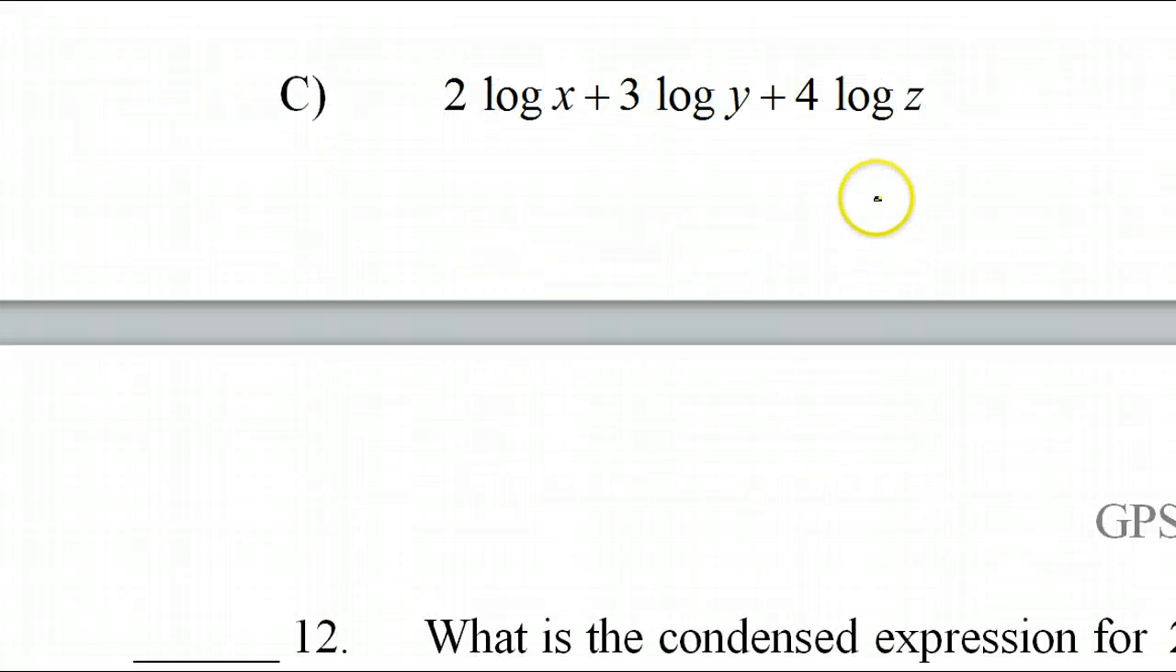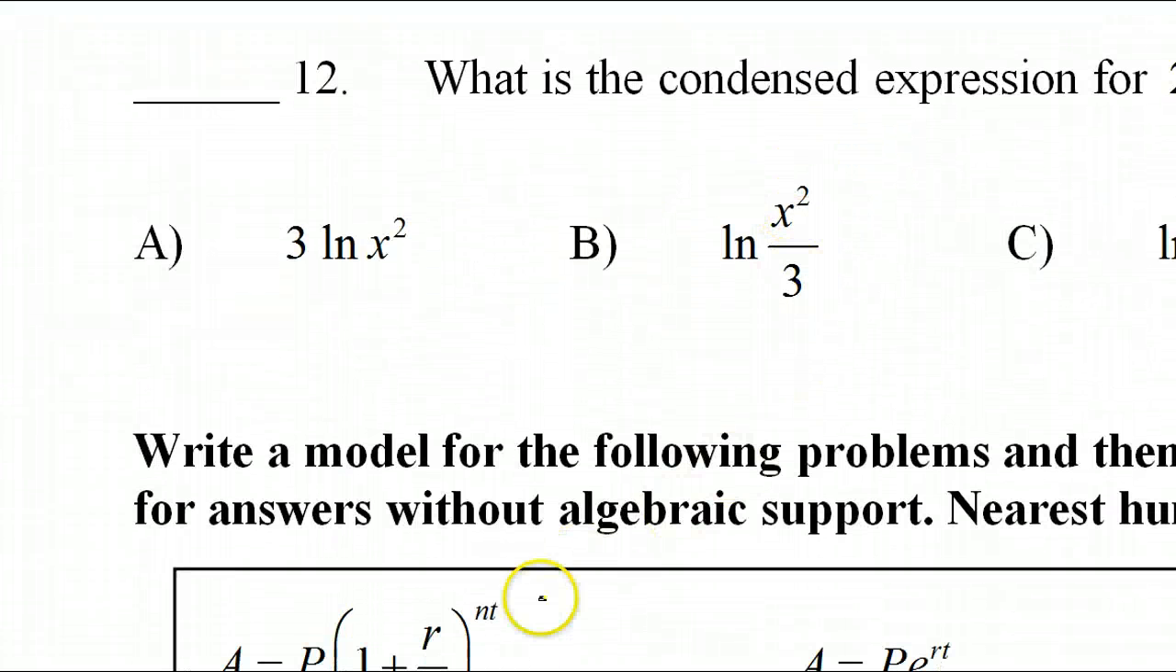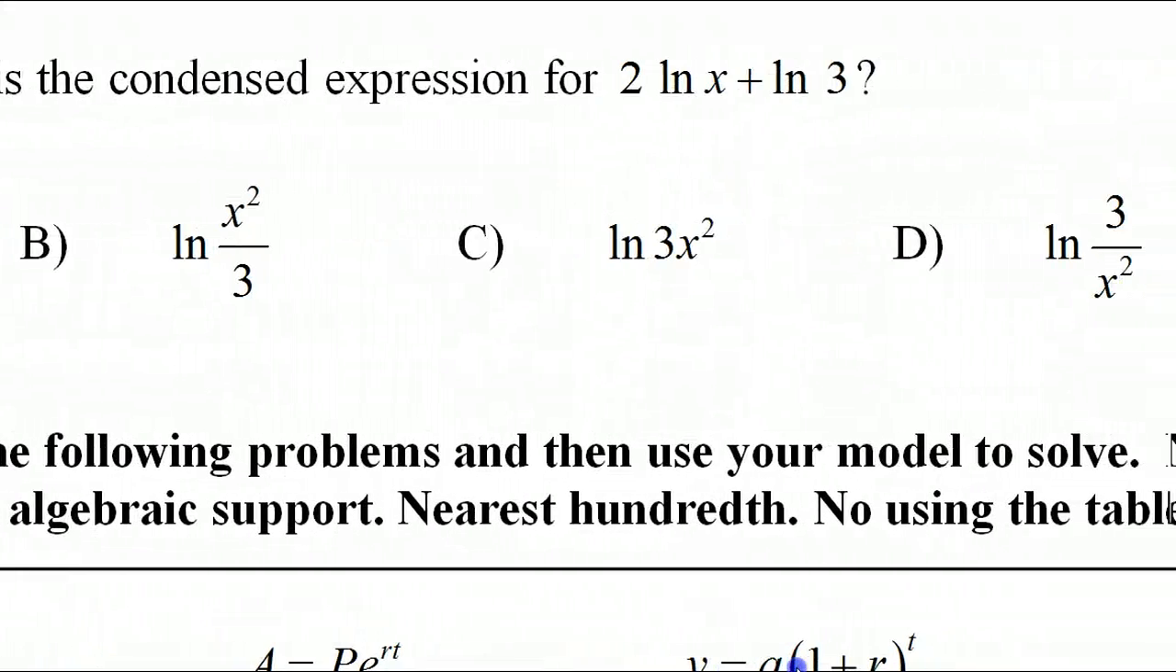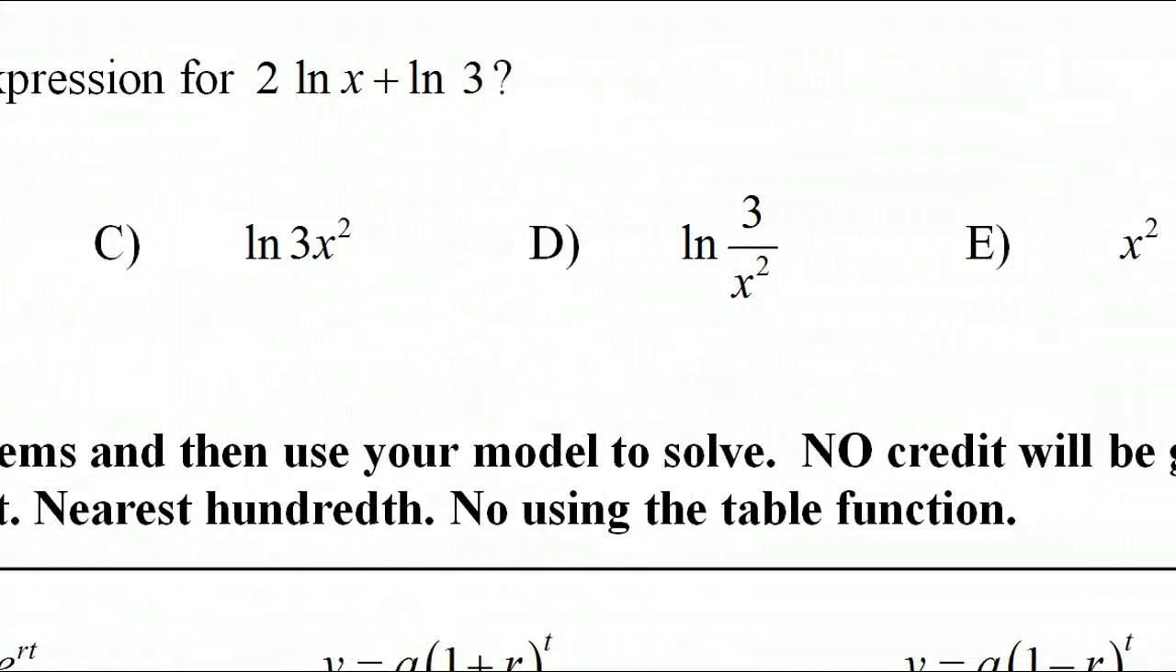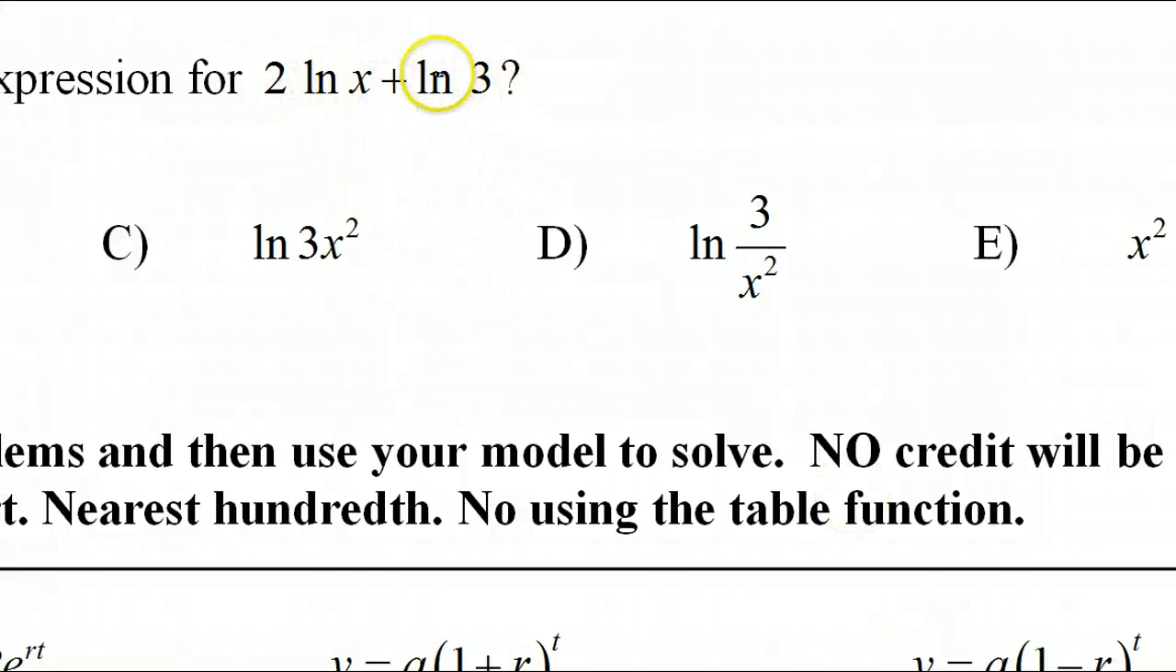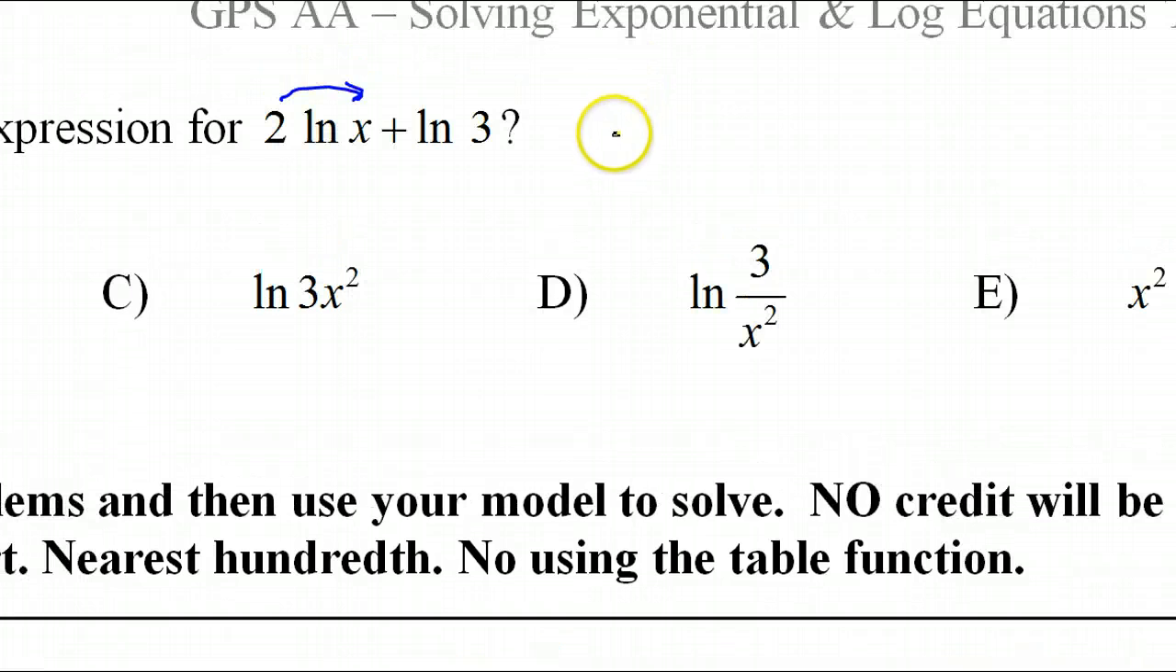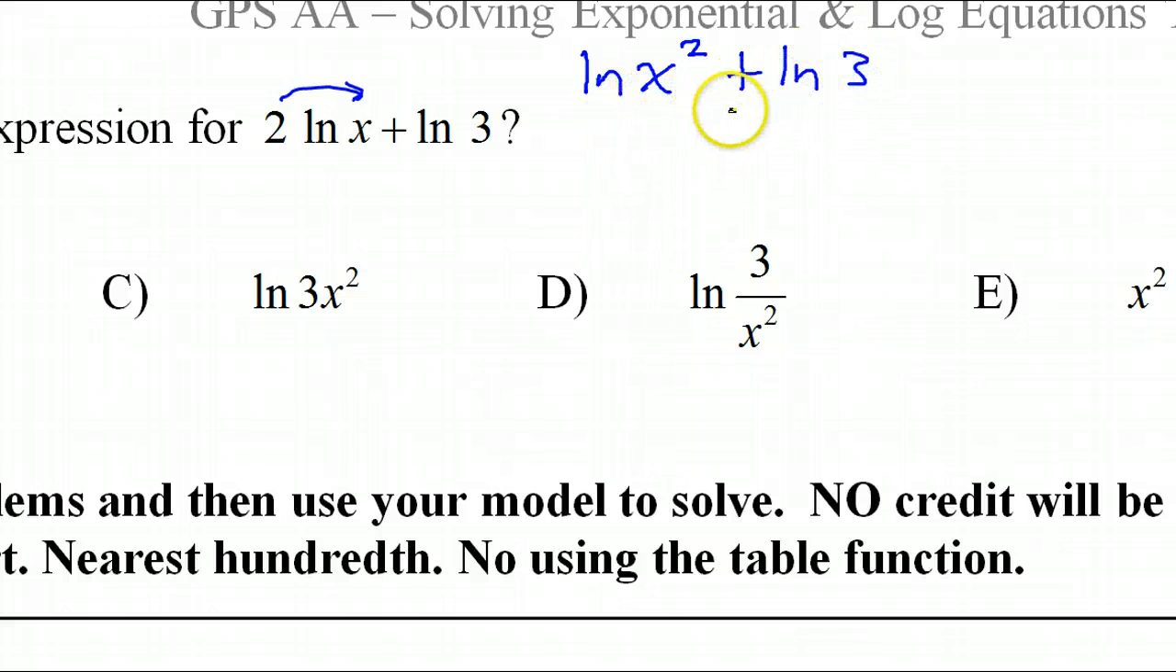Alright, number 12. Doce, for my Spanish speakers. What is the condensed expression for this right here? Okay, so we're just going to condense this. When you're condensing, these coefficients will become exponents first of all. So you've got natural log x squared plus natural log 3. When you're condensing, addition condenses to multiplication. So this would be natural log 3 x squared, just multiplying those together. And you can see it right there, so that's C.